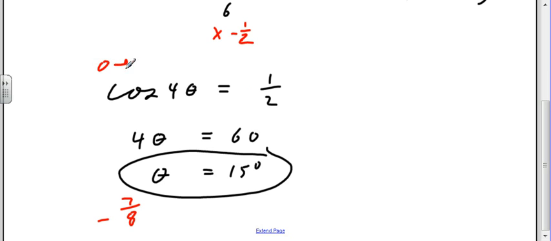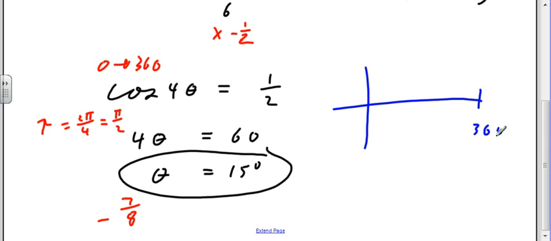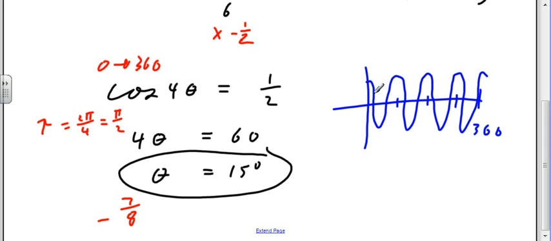You're supposed to be looking between 0 and 360, and the period of 4 theta is 2 pi over 4, which is pi over 2, which means between 0 and 360, I have to go down, up, down, up, down, up, down, up. And now, if I look at a half, I go across there, and there's 1, 2, 3, 4, 5, 6, 7, 8 answers I'm looking for, and I only found one. And we covered that earlier today before Ben walked in, saying that there's no way Ben's going to get these right.